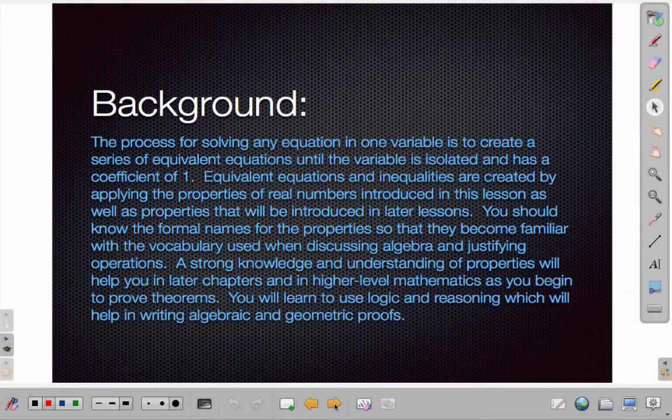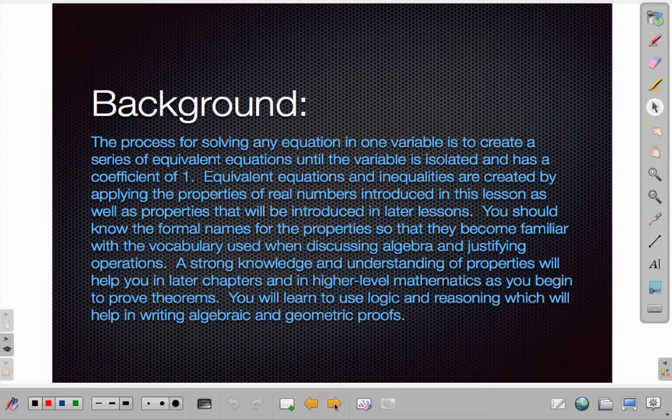Background for this lesson: the process for solving any equation, which we will do very soon, in one variable is to create a series of equivalent equations until the variable is isolated and has a coefficient of 1. Equivalent equations and inequalities are created by applying the properties of real numbers introduced in this lesson, as well as properties that will be introduced in later lessons.